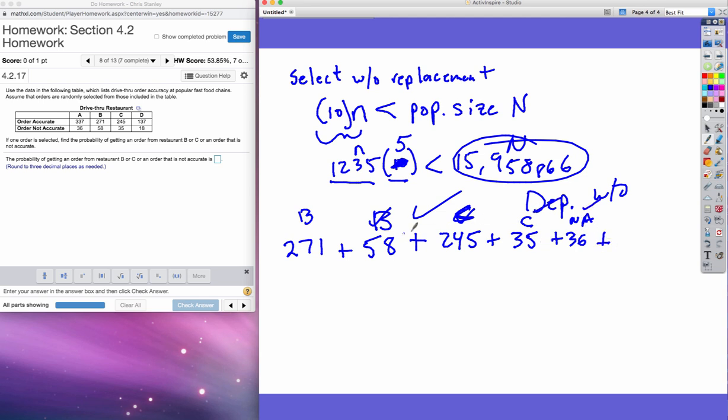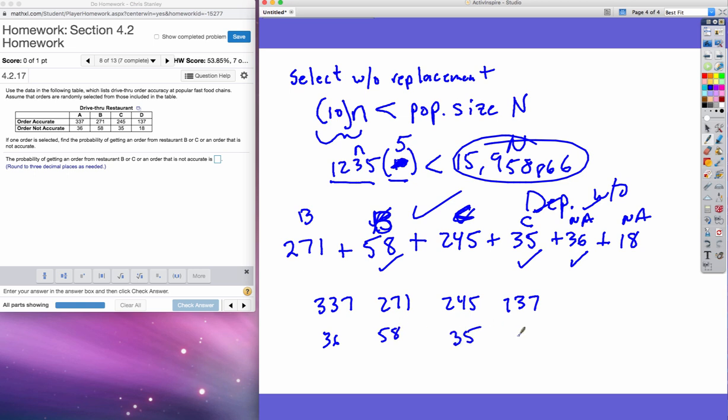Okay, how about the 58? The 58 is not accurate, but it's already here, so it's already taken care of. We don't need to add it again. Same thing with the 35. Okay, that 36 is taken care of. Now I need to do the 18. This is not accurate. So essentially what I'm doing is I'm just going to each one. I'll show you what I'm doing. 271, 245, 137, 36, 58, 35, and 18.